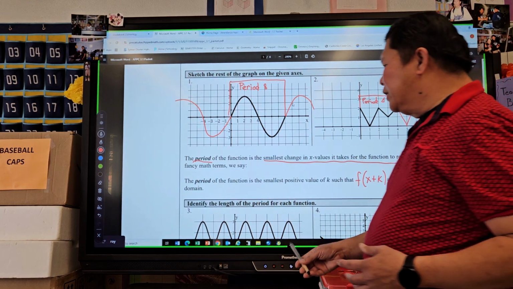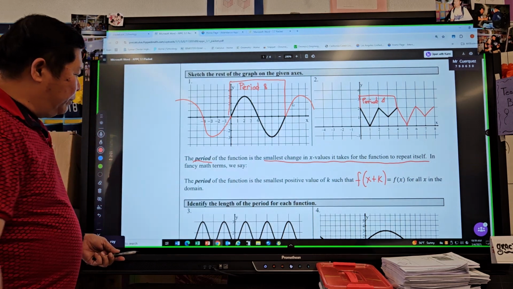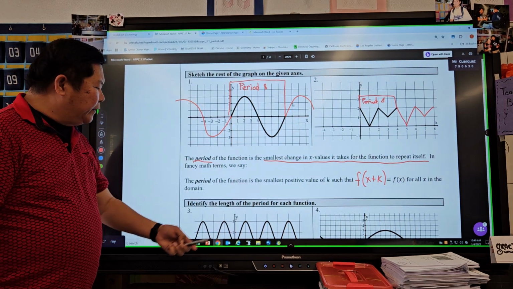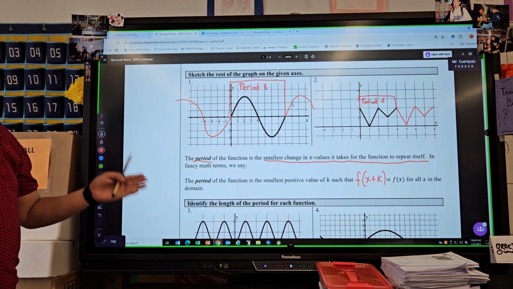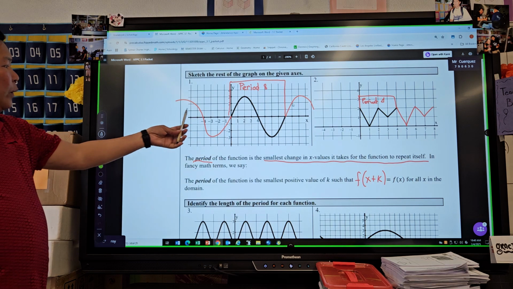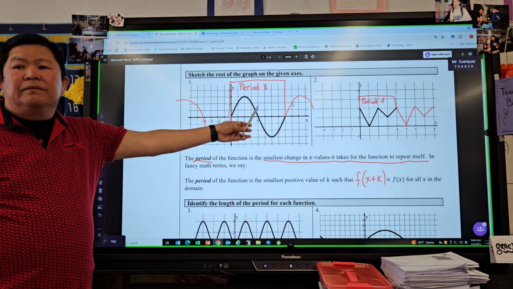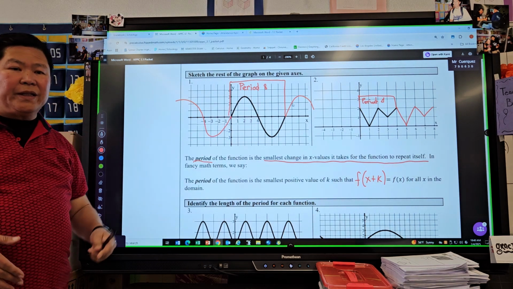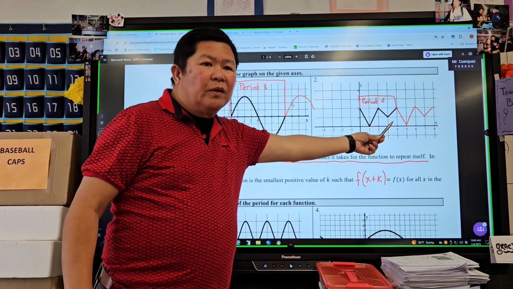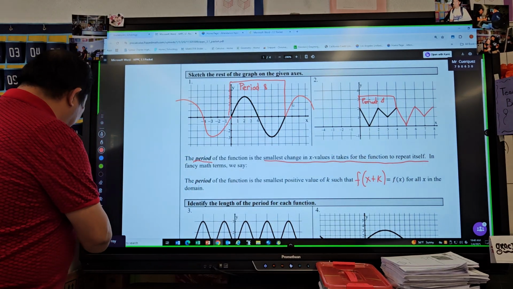So let's move on to number 3. Number 3 and number 4 say identify the length of the period. So again, what is the length of this period? 8, right? The length is 8. How about this one? It's going to be 4. So let's move on to number 3.